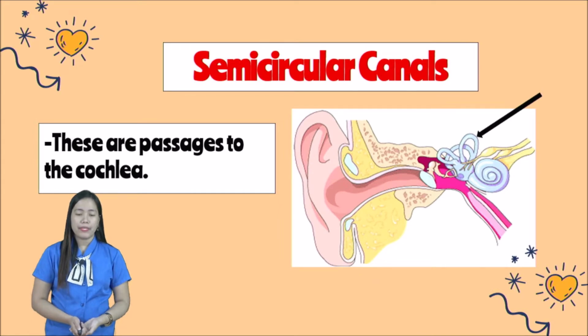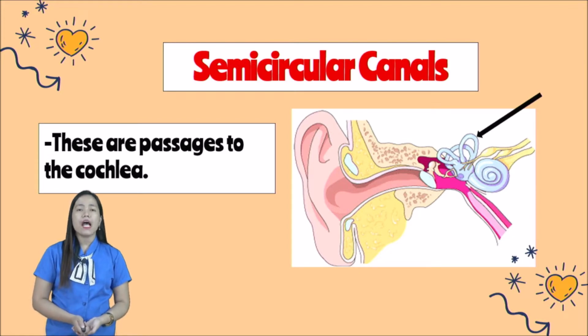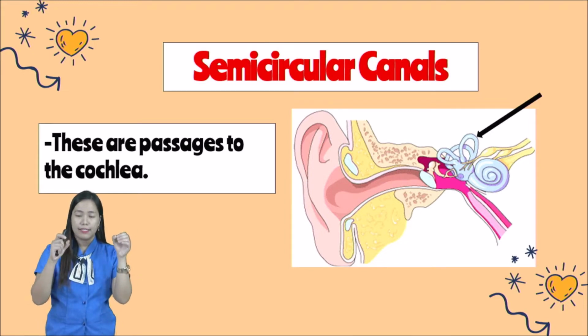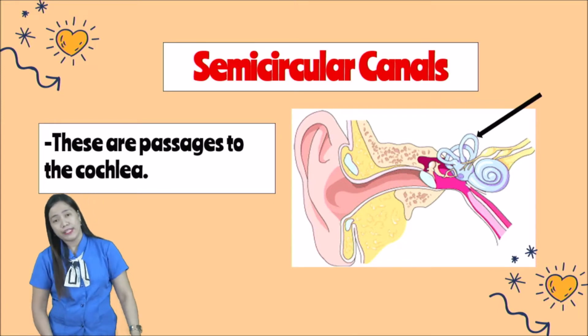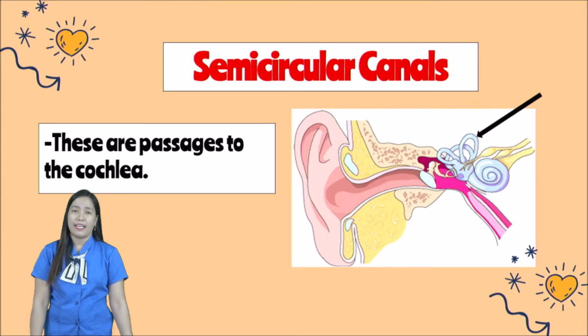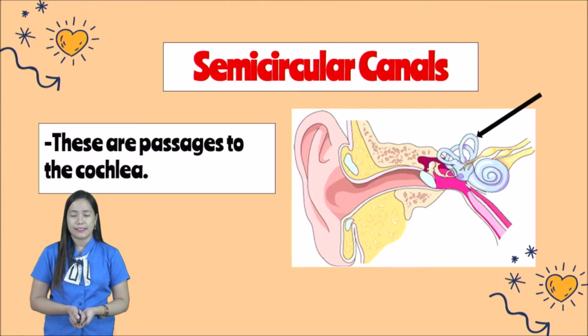Next, we have the semicircular canals. This is also included in your inner ear. These are passages to the cochlea. As you can see in the picture, these look like three tiny connected tubes. It's their job to help keep you balanced, so that you will not fall. That's the job of the semicircular canals.